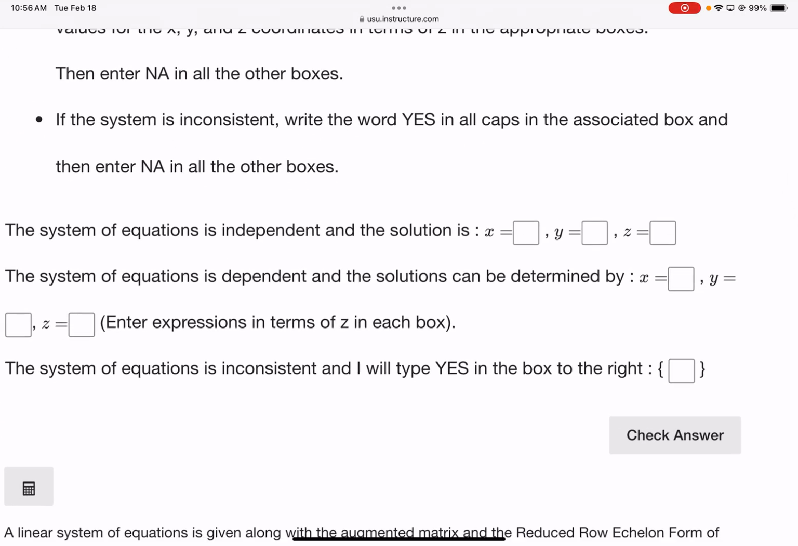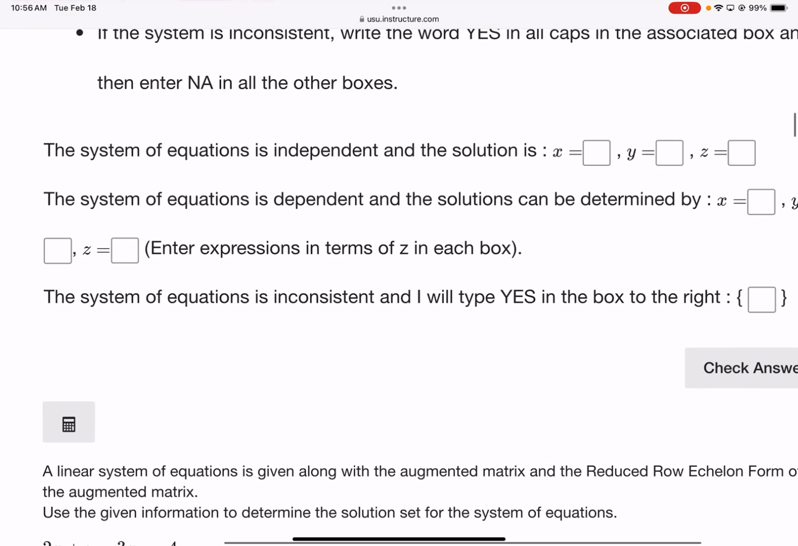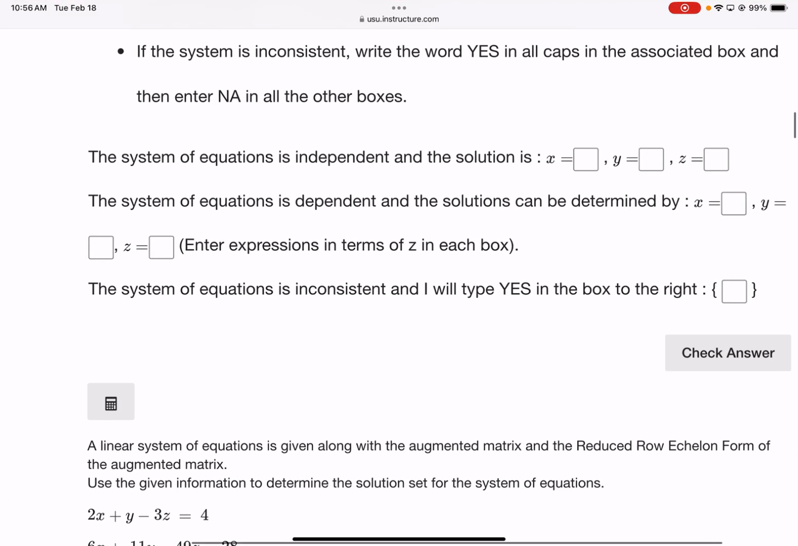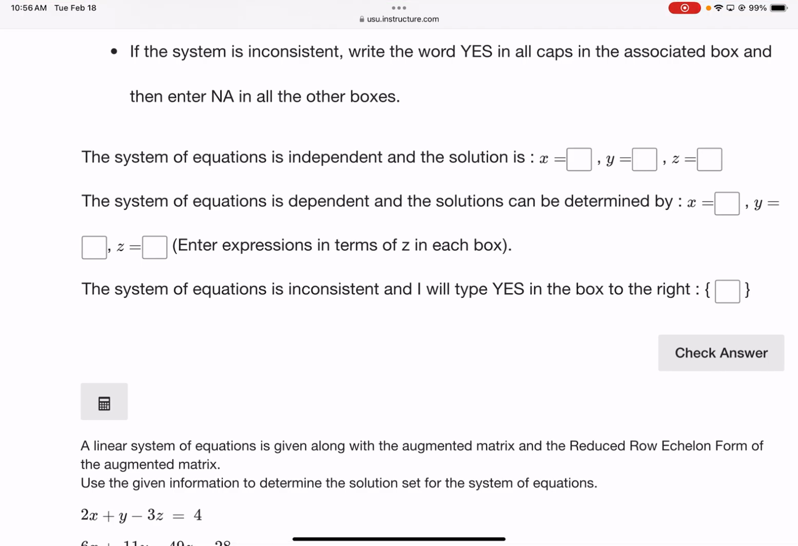But what you need to look at down here is at the bottom, it says if it is independent, which is the one that we had, has x equals y equals z equals. And then if the system is dependent, then it has also x equals y equals and z equals. And then if the system is inconsistent, you type yes. So you need to figure out which one it is, and all of the boxes that don't apply need to be N/A.